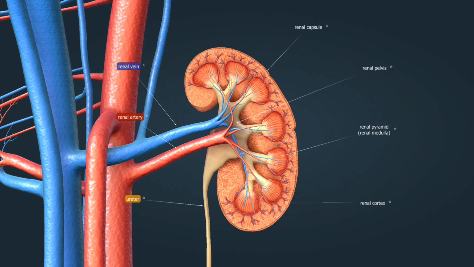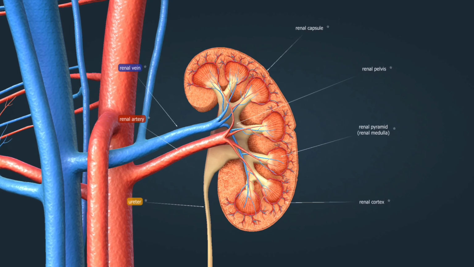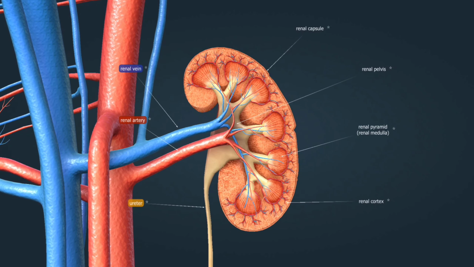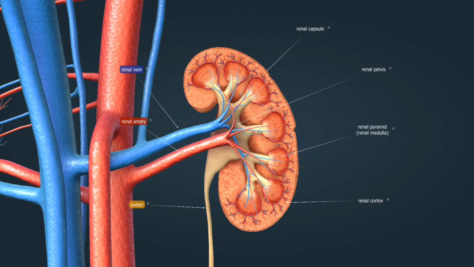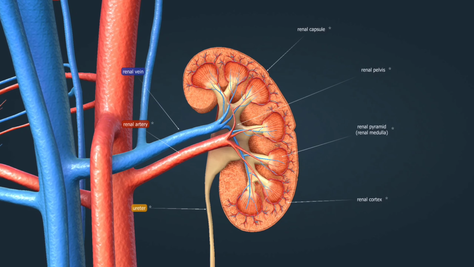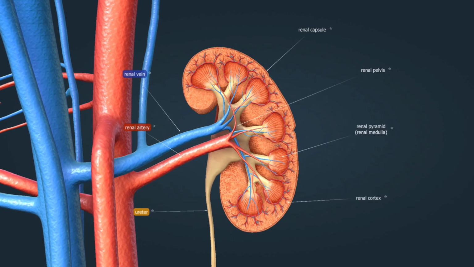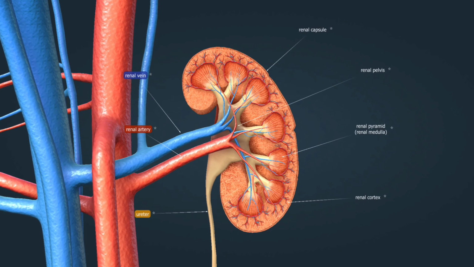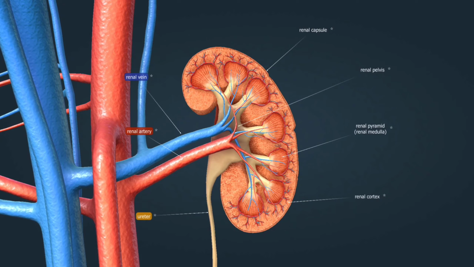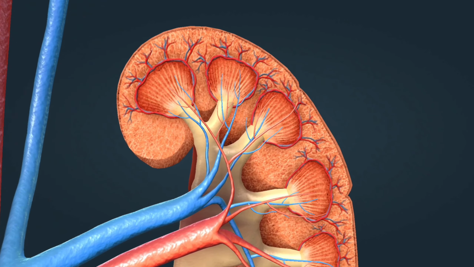The substance of the kidney consists of the renal cortex and the renal medulla. The renal medulla is composed of the renal pyramids, each of which is surrounded by the cortex. The renal pelvis, where urine produced in the renal pyramids is collected, is a flattened, funnel-like structure located at the renal hilum. This is where the ureter originates.